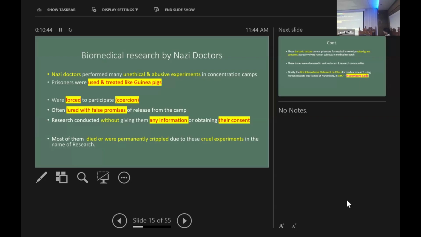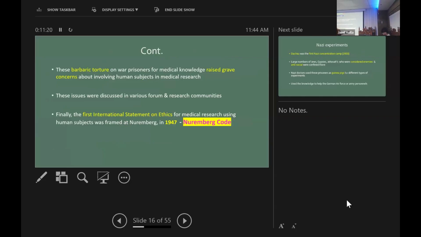They were lured by false promises about why they were being used, what the purpose was, and what would be done to them. So without any information, there was no informed consent, and no consent was taken from them. And many of those involved in these different experiments died. So this was the reality during the Second World War. Due to this barbaric torture of human beings, there was a huge outcry. Ultimately it was discussed in different fora, and this is the genesis of modern ethics, the international statement on ethics. It came in 1947, and that code of conduct is called the Nuremberg Code.